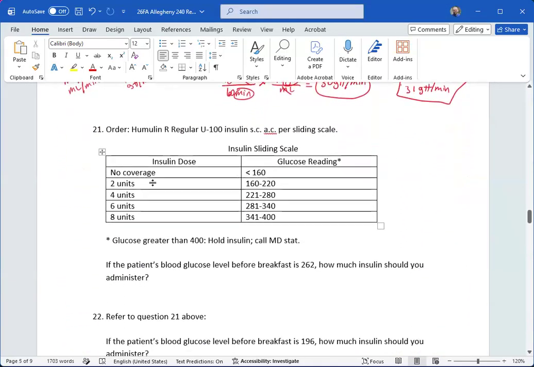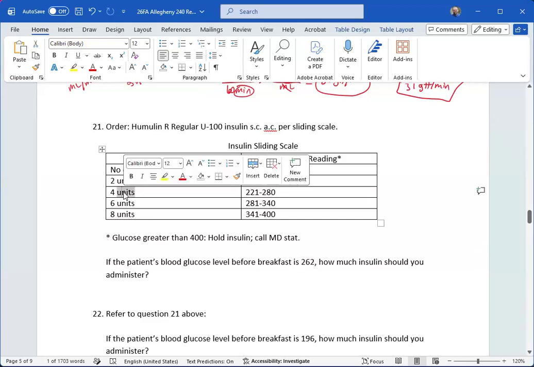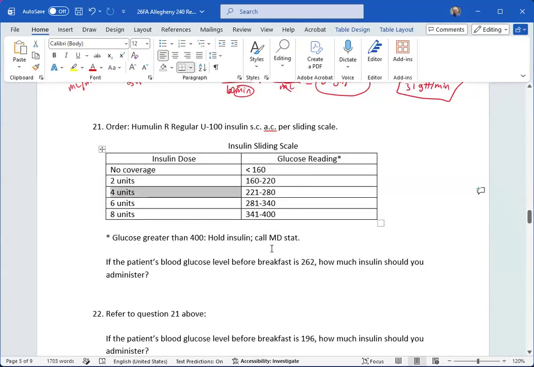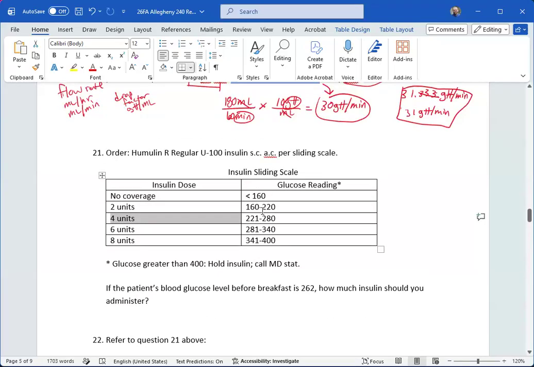All right. Remember when you're doing your sliding scale insulin, pay attention to what is the patient's blood glucose level, and then just make sure you're following across. So in this, if it's 262, you look in the range that includes 262, and then you're going to give them 4 units. So you might have 2 questions like that, but there's no math involved. It's just how many units. Okay.